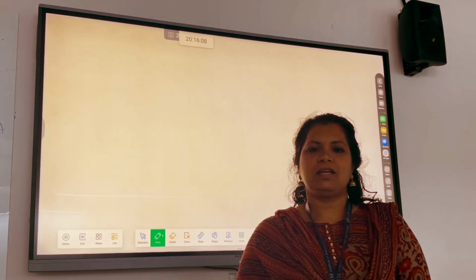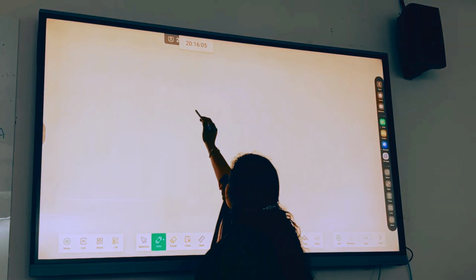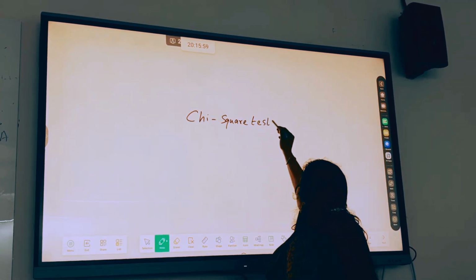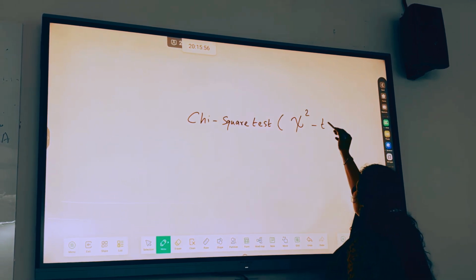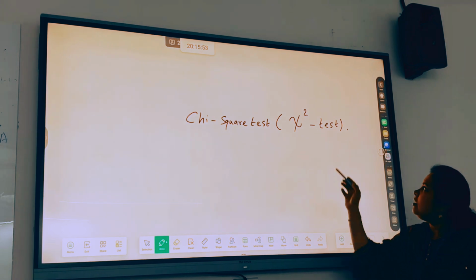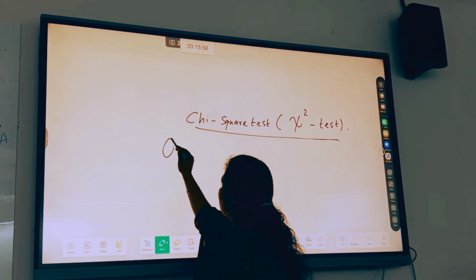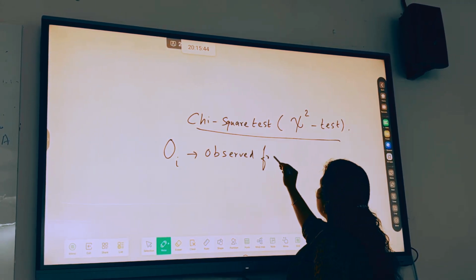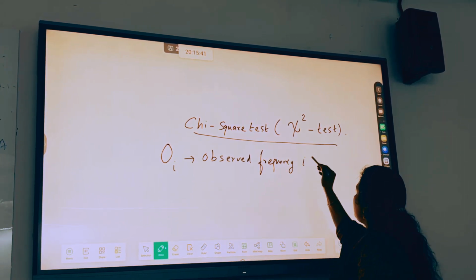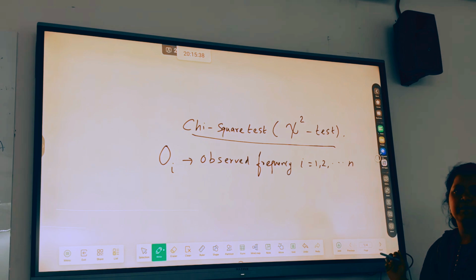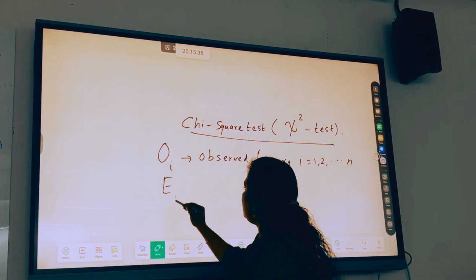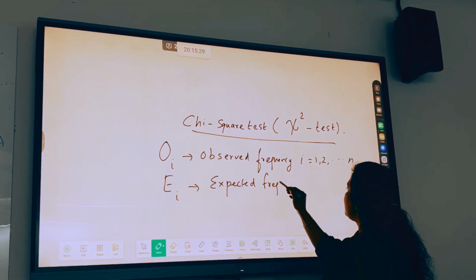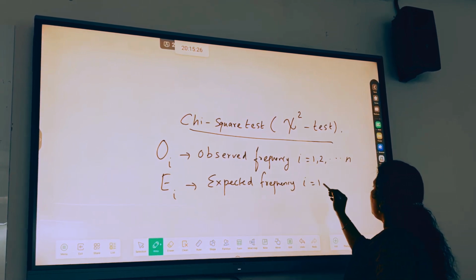Today's topic is the chi-square test. Mathematically we will denote this by chi-square test. Here, OI is the observed frequency, where I is from 1, 2, 3 up to n. EI is the expected frequency, where I is from 1, 2, 3 up to n.